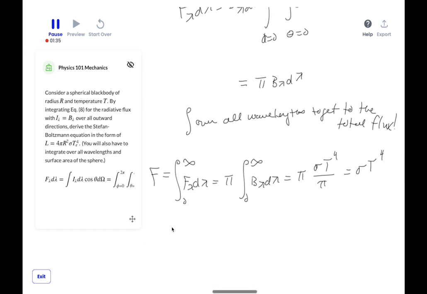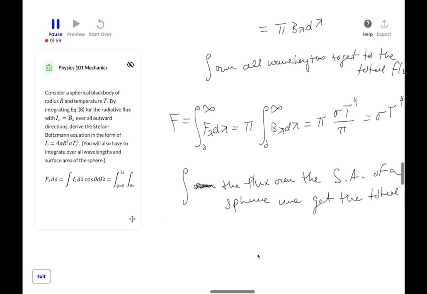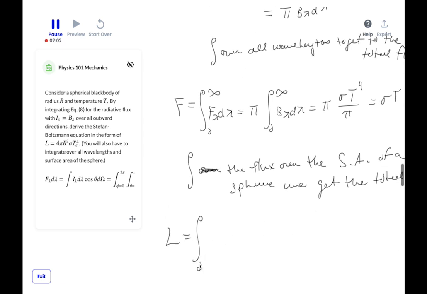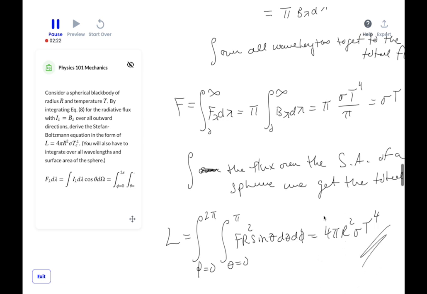And then finally, if we integrate the flux over the surface area of a sphere, we get the total L. So L equals integral phi equals 0 to 2 pi, integral theta equals 0 to pi, F r squared sine theta d theta d phi, and that equals 4 pi r squared sigma T to the fourth, and this is the famous equation. And we're done.